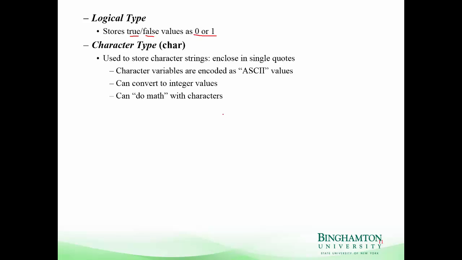Another type is called logical variables, and basically they are stored as 0 or 1, and I guess I should have 1 or 0 to match up with true or false. So 1 represents true, 0 represents false, and we'll use these variables for making decisions in our program. We'll do things like if this is true, then do that. So having a logical type is useful.